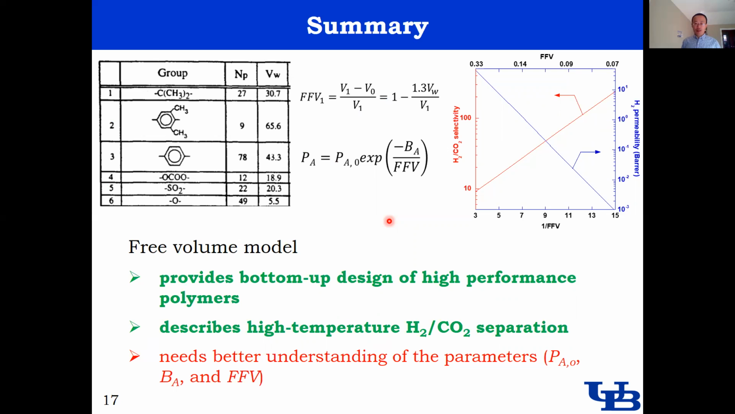And I do want to mention here that we have some success in predicting or describing high temperature hydrogen over CO2 separation properties. Unfortunately, the fitting parameters still don't have a very consistent physical meaning. For example, this thermal expansion coefficient at glassy state. So we still need to figure out this PA0 and BA value and fractional free volume. But I believe that if we were able to quantitatively understand these parameters, we may have a path to a high throughput design of polymer structures for targeted permeability and selectivity.